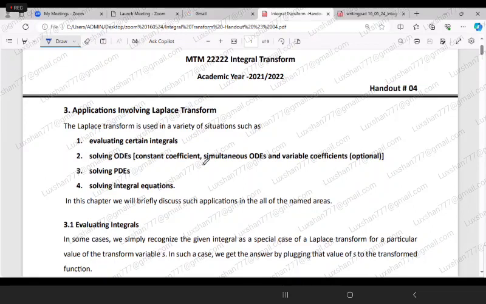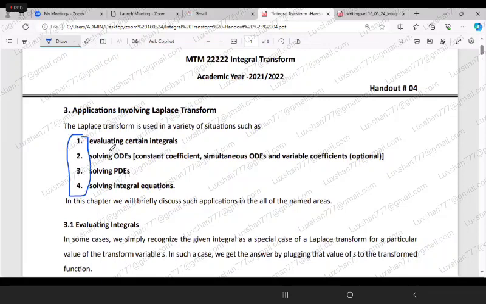Okay, so now we are going to look at the application of Laplace transform. Okay, applications of Laplace transform. So there are several applications, and we'll look at them one by one. In this course, I would like to cover these four applications.